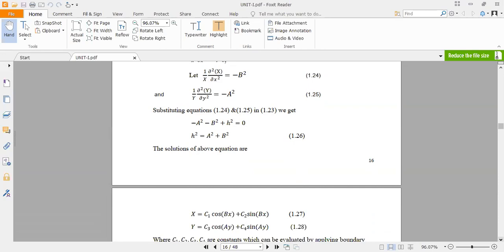So today we'll do the derivation from 1.26. Let's go back and see how to do the remaining derivation. So what are we doing? TM mode analysis we are doing. What is the expression we got? h square is equal to a square plus b square.